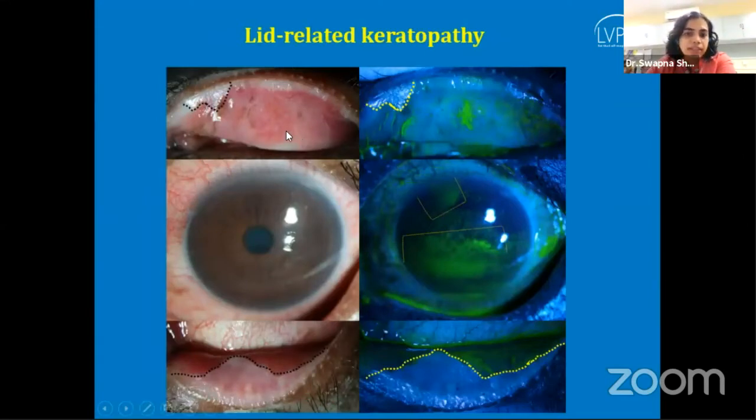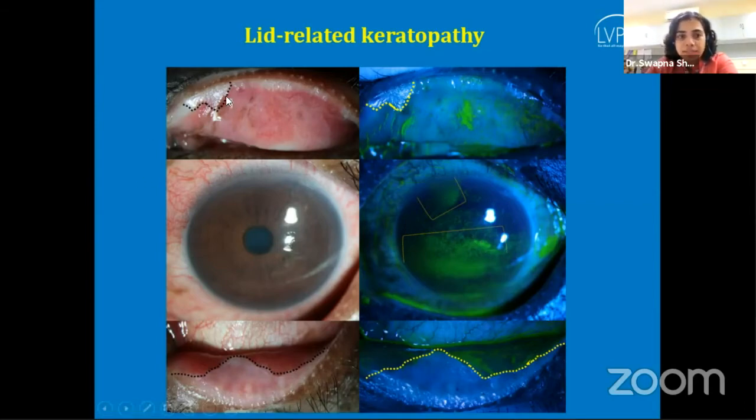So what is lid-related keratopathy? Wherever the lid margin is keratinized, whenever we stain the cornea with fluorescein, we see corresponding corneal changes, mostly in the form of SPKs. As you can see in this cornea, these are the unstained images, these are the stained images of the same cornea. And you can see that most of the corneal changes are where the lid margin changes are. So this is lid-related keratopathy, and this should be very clearly assessed in every SJS patient.